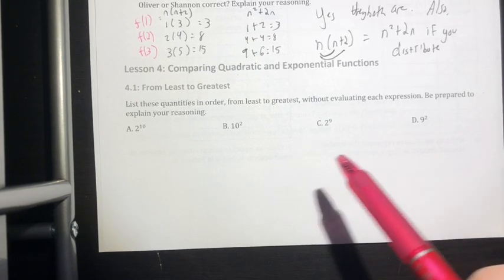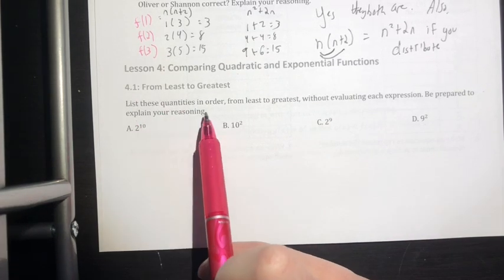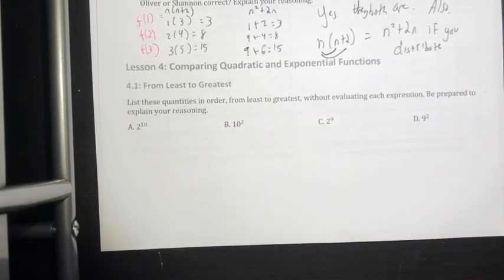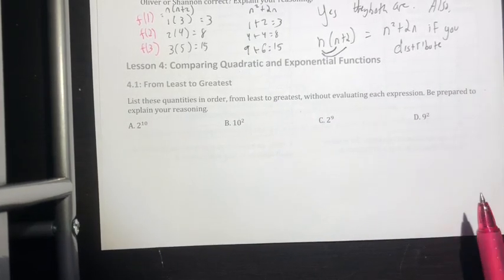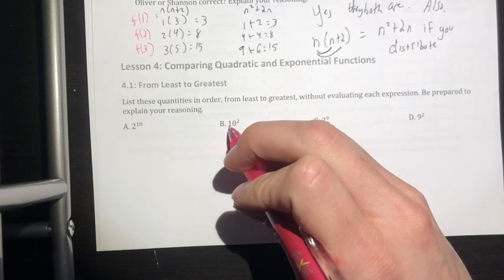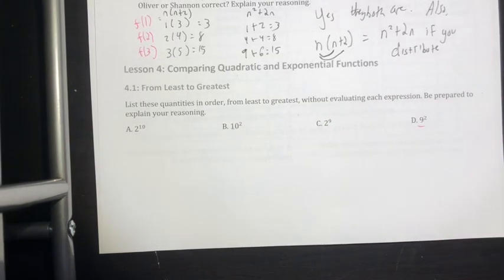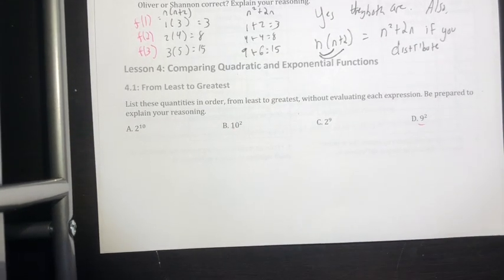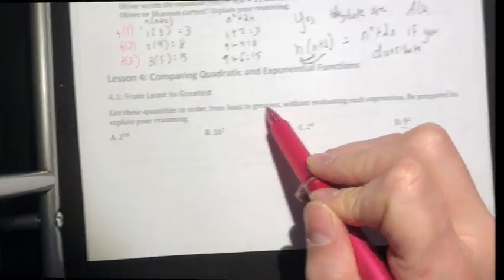So the first part should be no problem. List these quantities in order from least to greatest. Try not to actually find the value of each. Like, you might know what this value is or what this value is, but try to reason through which one would have to be the least and which one would have to be the greatest.